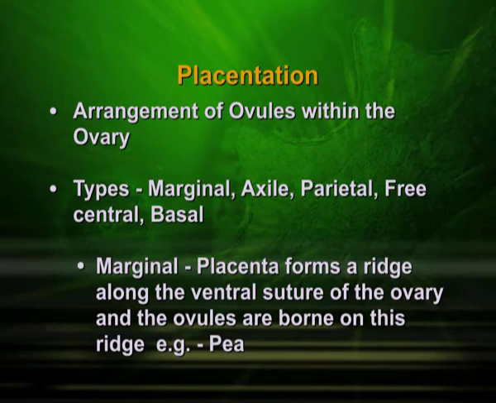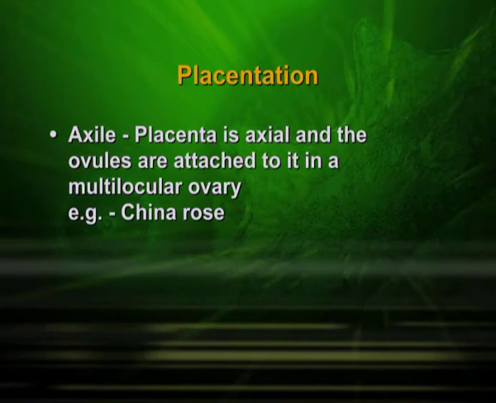Example, pea plant. Axile placentation. Here the placenta is axial and the ovules are attached to it in a multilocular ovary. Example, China rose.